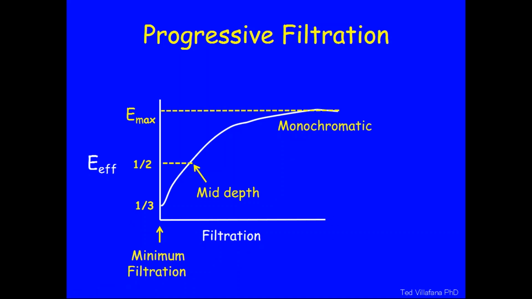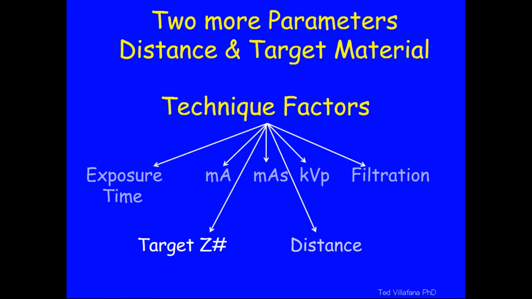And as you go to a hunk of lead in the beam, this filtration curve, the effective energy will plateau out as you get more and more filtration. And at that point, it becomes monochromatic. When this flattens out, it means that there is no further increase in effective energy, and the beam is monochromatic by definition. Okay, fine.